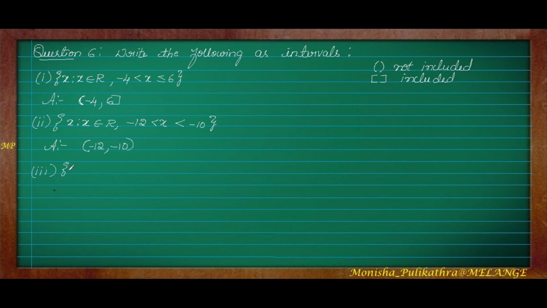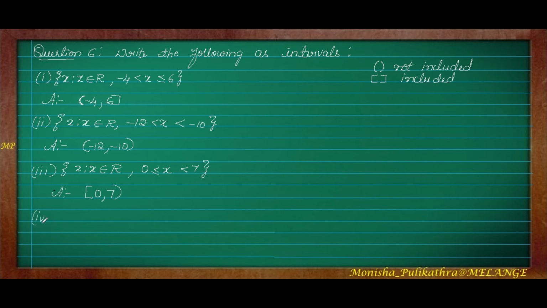In the third question they have given x belongs to R, R is real numbers, whereas 0 less than or equal to x and less than 7. So this shows x is greater than or equal to 0. So 0 belongs in the interval. If it belongs, we have to write a square bracket, and 0 belongs. Whereas x is less than 7. It is not 7, it is less than 7. So 7 is not included. So we have to write the round bracket.